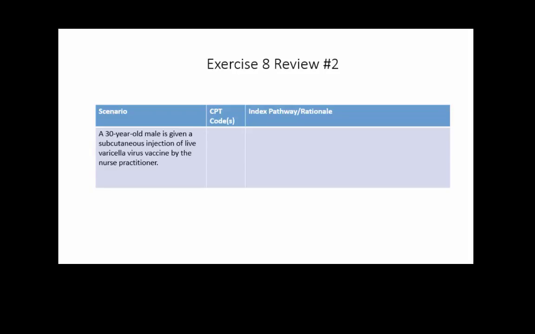A 30-year-old male is given a subcutaneous injection of a live varicella virus vaccine by the nurse practitioner. Well, you've got a vaccine, so you know you're going to have to code for the vaccine substance itself as well as for the administration of the injection. And there are your two codes.